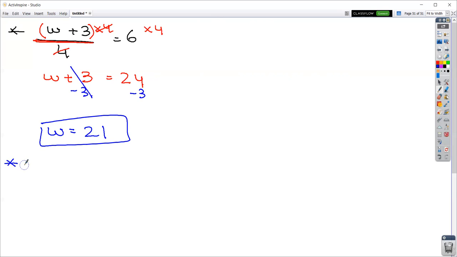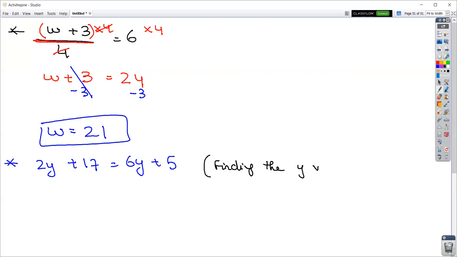Now this is the example where it says 2y plus 17 equals 6y plus 5. Now we are trying to solve and find the y value. So I'll write it down over here: we are trying to find out the y value. To find out the y value, what do I see? I've got the y written on the left hand side and I've got the y written on the right hand side as well.